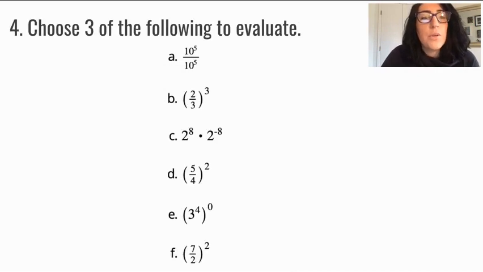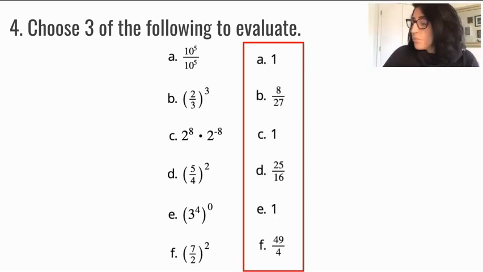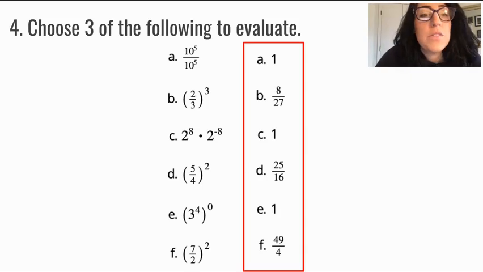In question 4, you had to evaluate 3 of these. Here were the evaluated ones. Now, I'm going to maybe assume that most of you picked A, C, and E to evaluate simply because all of those would be then raised to the power of 0, which we know is equal to 1.